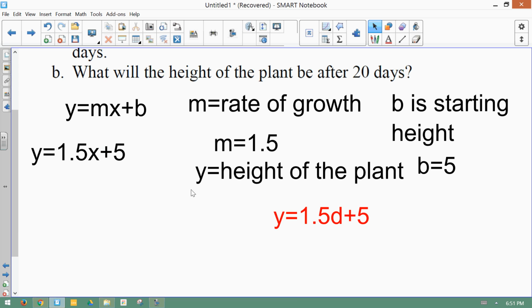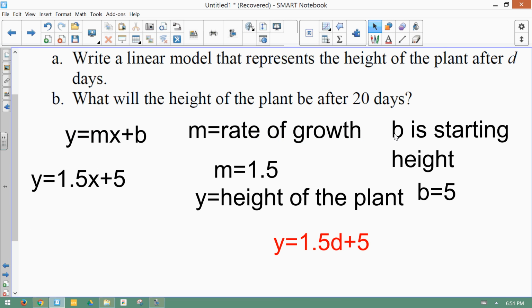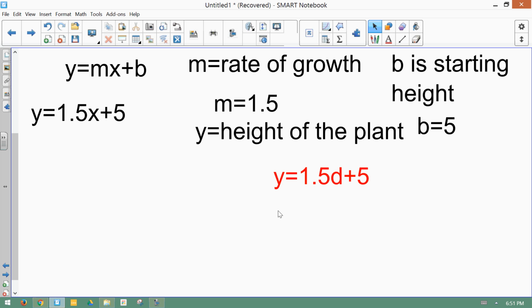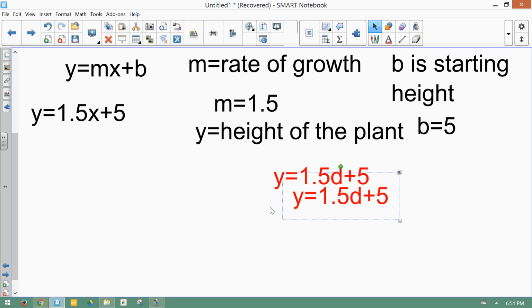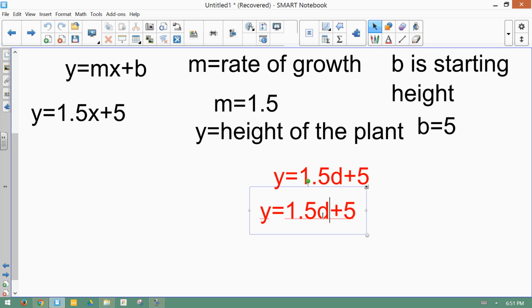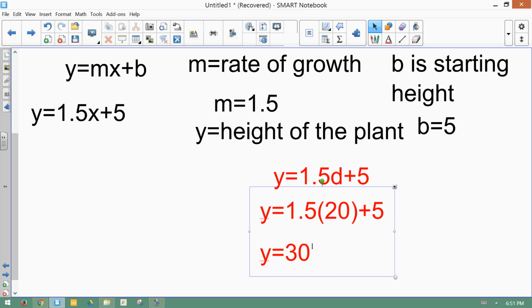Okay. Now, what would be the height of the plant after 20 days? So now I'm going to figure out the height after 20 days. Let's take this, clone it. Let's let D be equal to 20. And let's just figure out what this is. Y is equal to 1.5 times 20, which is 30, plus 5.